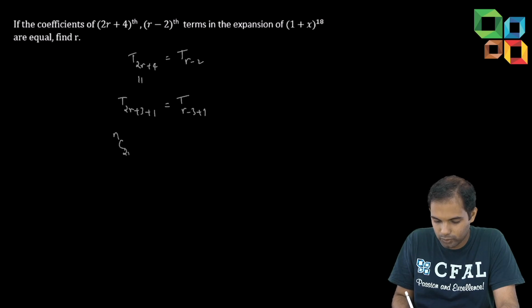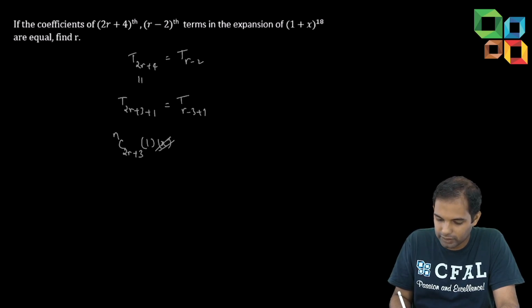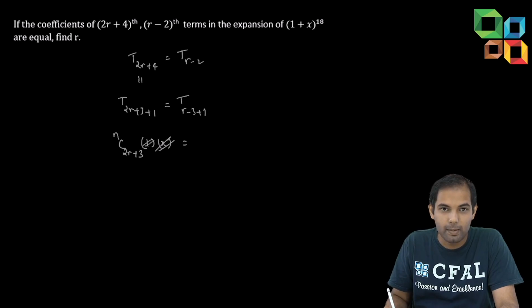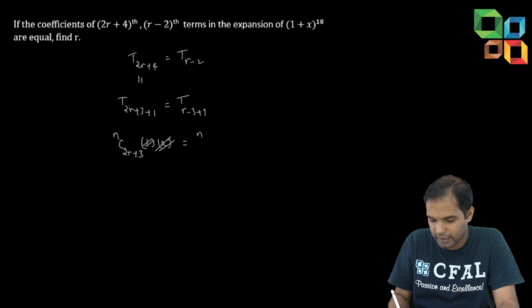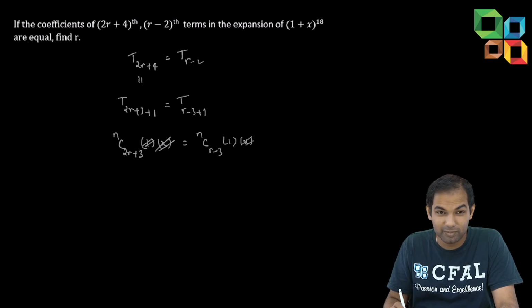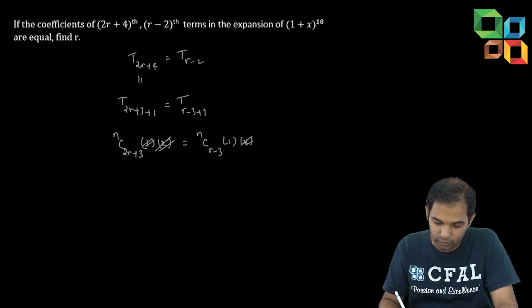nCr+2r plus 3. Okay. Into 1 power something, into x power something, which is x power we can ignore. And 1 power is anyway 1. Similarly, it's nCr minus 3, 1 power something into x power. We are ignoring x power because we are interested in the coefficient of that. The coefficient will be the remaining terms.